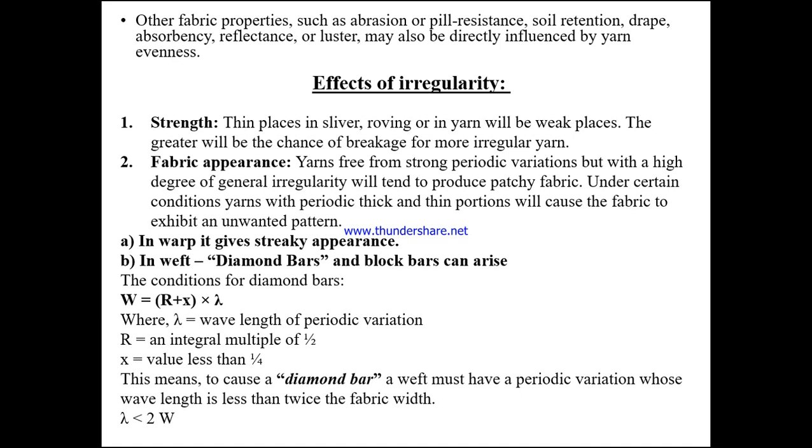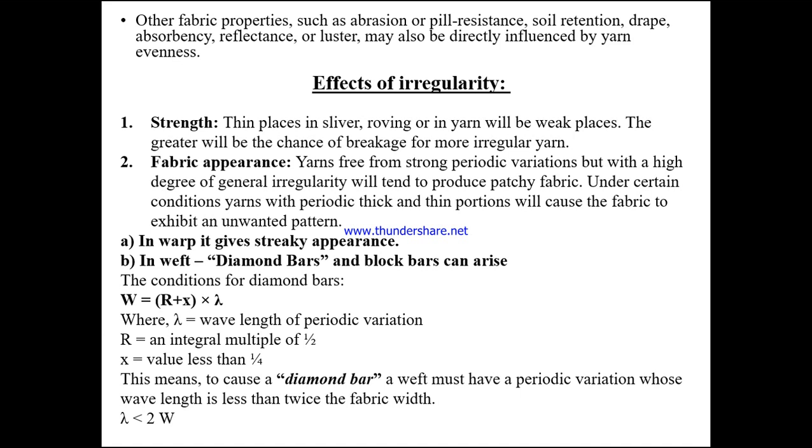So after how much length the same defect is repeating, that is the lambda. R is an integral multiple of half, and X is a constant whose value is less than 0.25. This means that to cause a diamond bar, a weft must have a periodic variation whose wavelength is less than twice the fabric width.